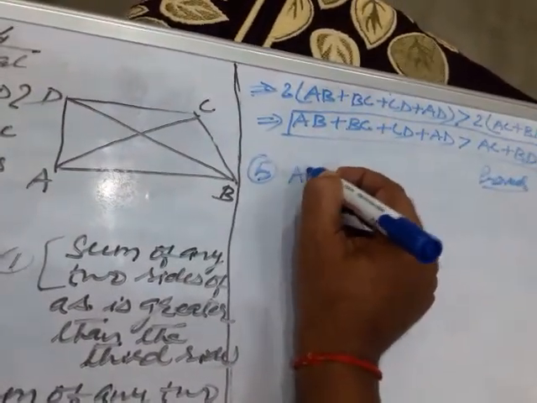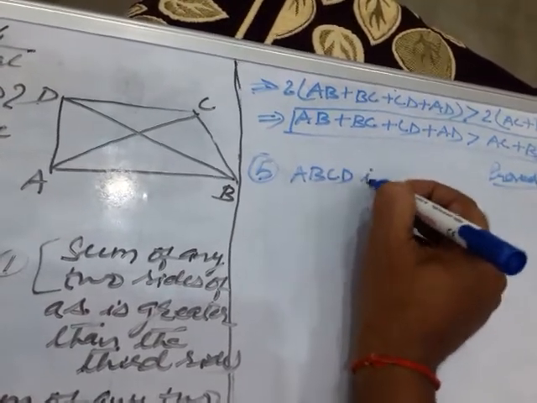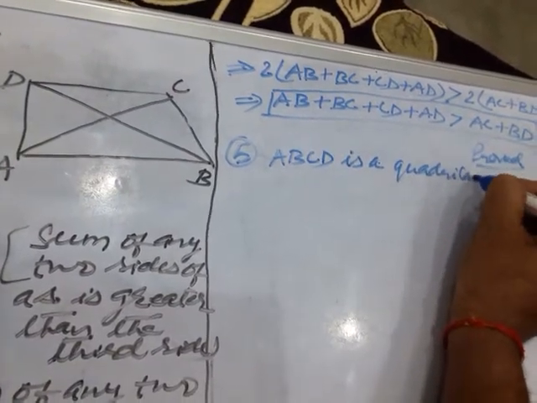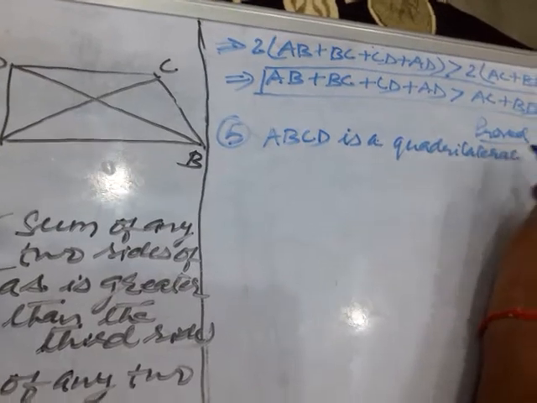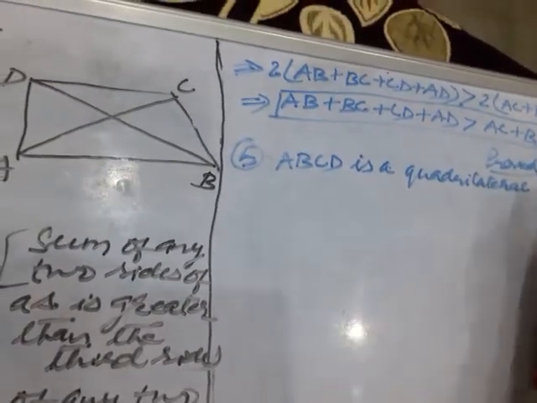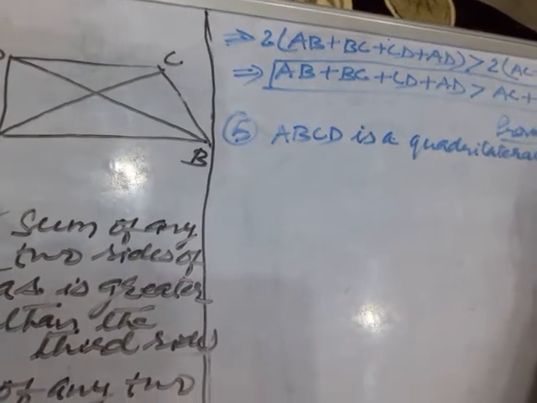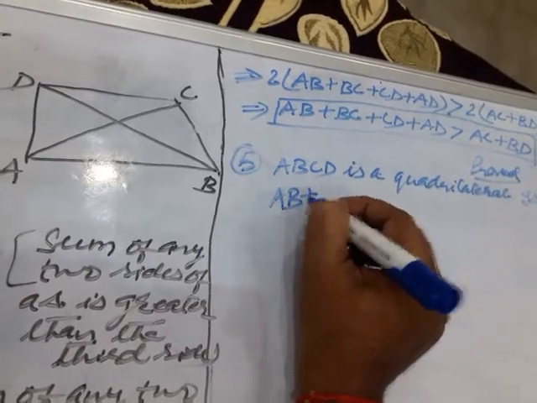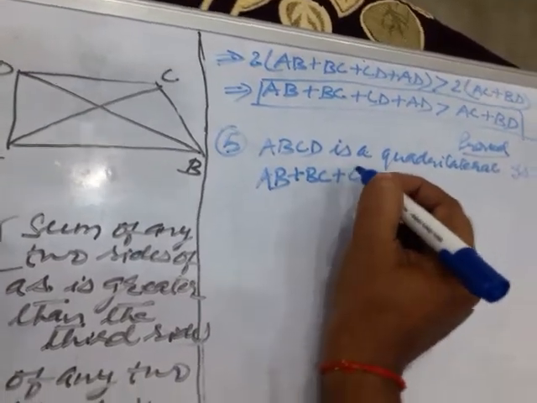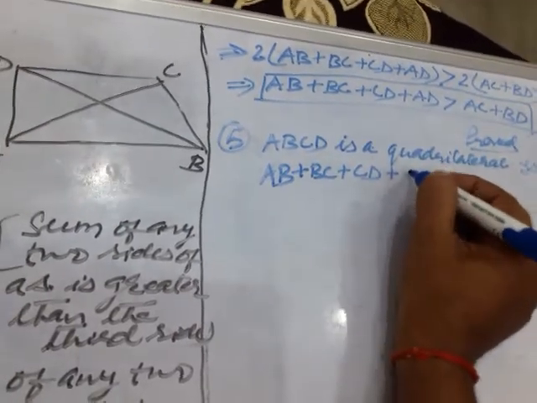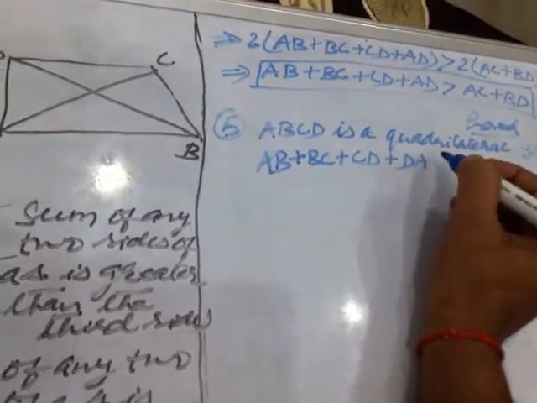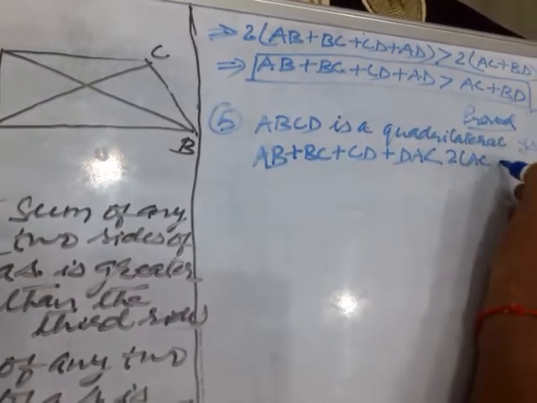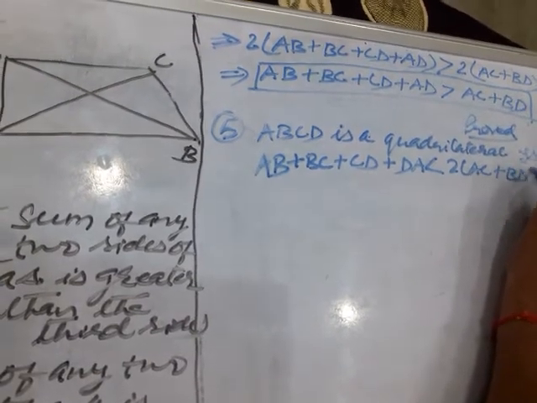ABCD, let us write: ABCD is a quadrilateral. Prove that AB plus BC plus CD plus DA is less than 2 into AC plus BD. Okay, children, let us solve.